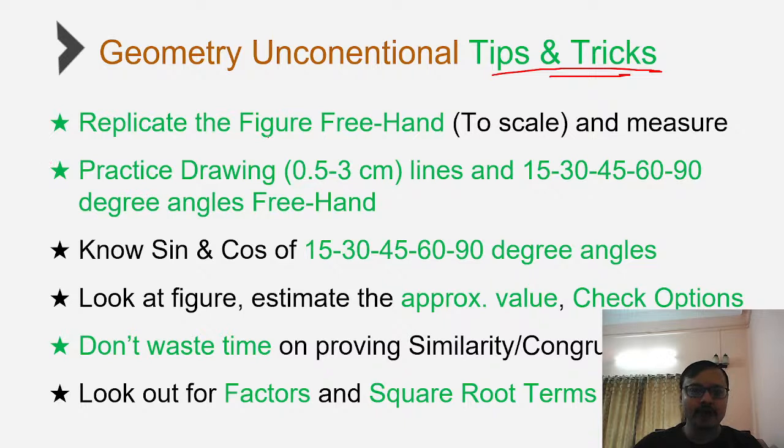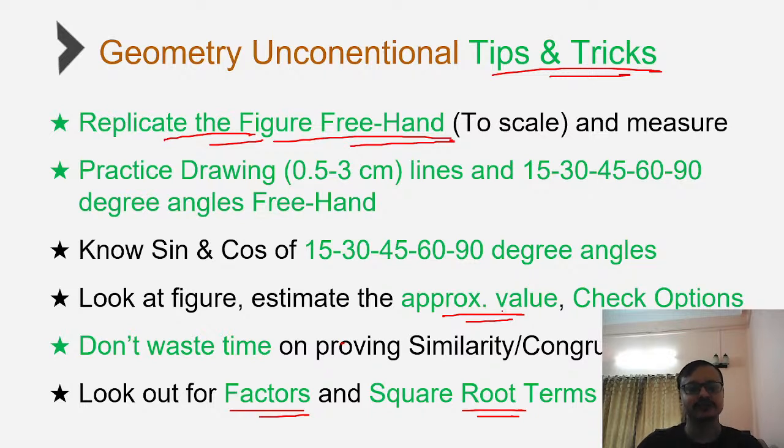The first thing is how you can replicate the figures freehand to scale, which means what? Irrespective of what type of geometry figure is asked to you in the exam, how you can simply replicate the same figure and approximate the answer. Also, how you can use clues, things like factors-based approaches, square root terms, and so on to get to approximate answers in maximum questions. So in today's session, it will not be about theorems, but it will be more about how you can use simple techniques to mark answers or solve questions in geometry very quickly.